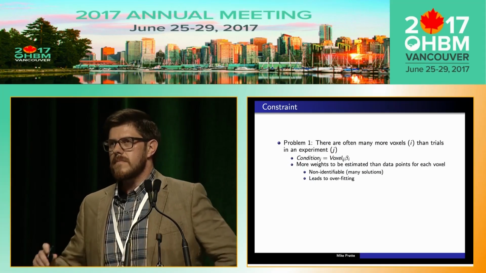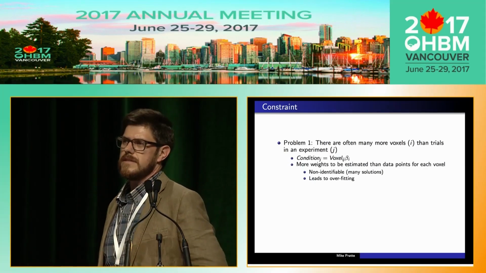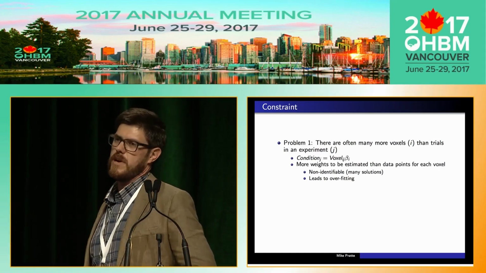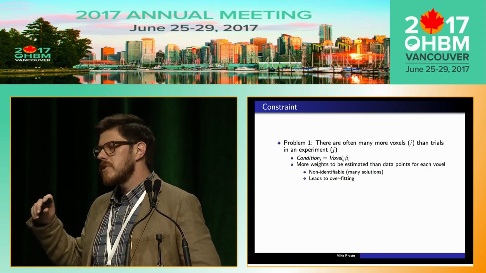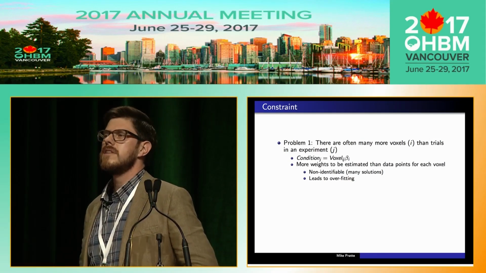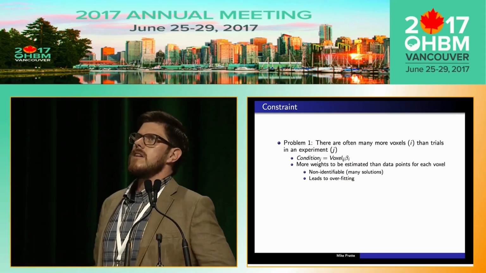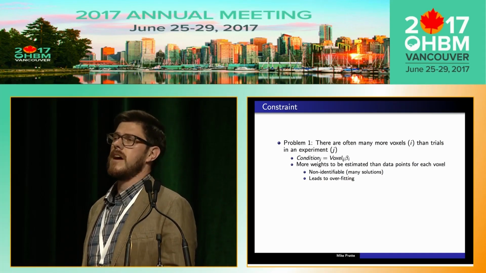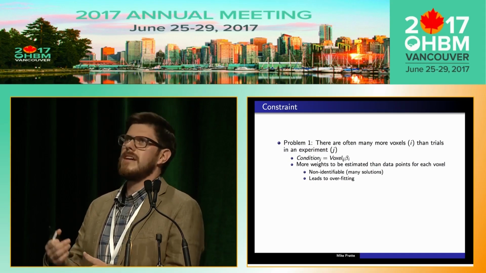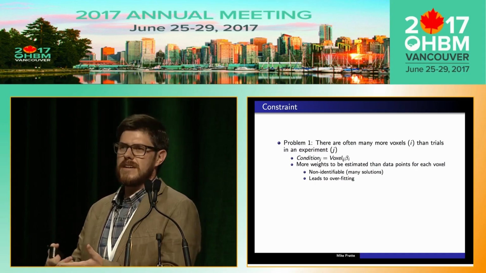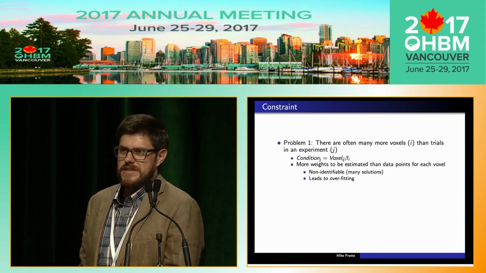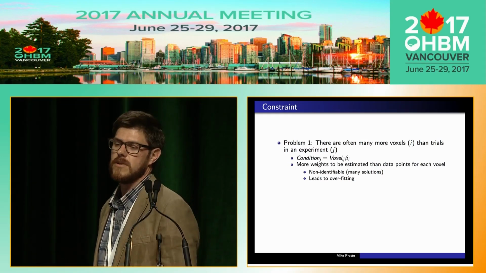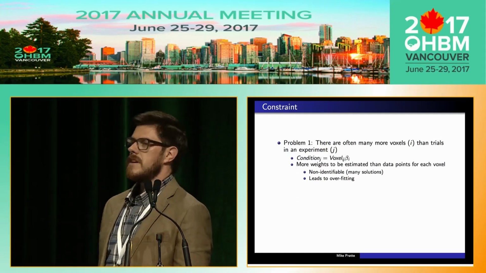The first problem is that almost always in these sorts of cases, you have more voxels than you have trials in your experiment. In other words, you have more predictors or independent variables than you have pieces of data. It's like if you study cancer and you want to predict cancer outcomes, do you get cancer or not, based on smoking and drinking and socioeconomic status, et cetera, but you only got 3 subjects to figure it out. You have more unknowns than you have data to solve the equation. So this equation is non-identifiable.